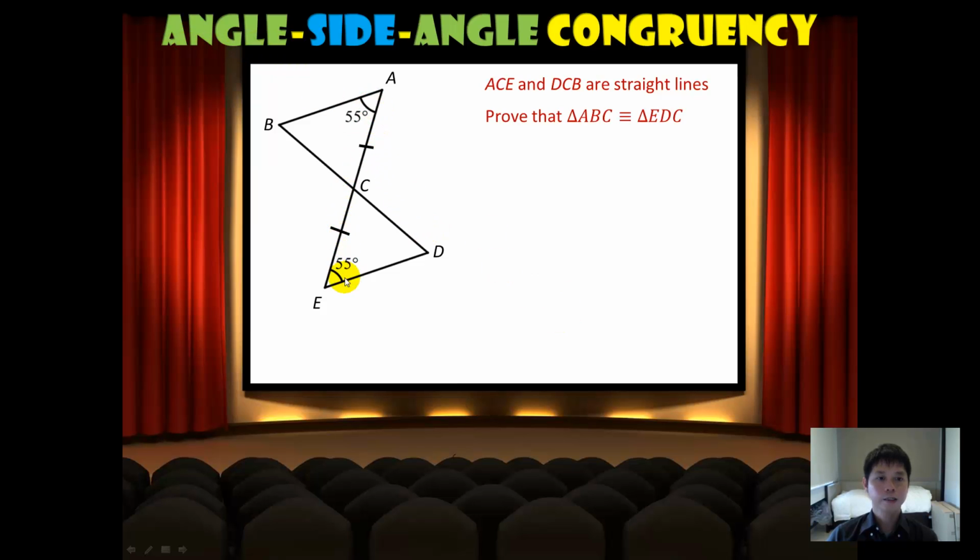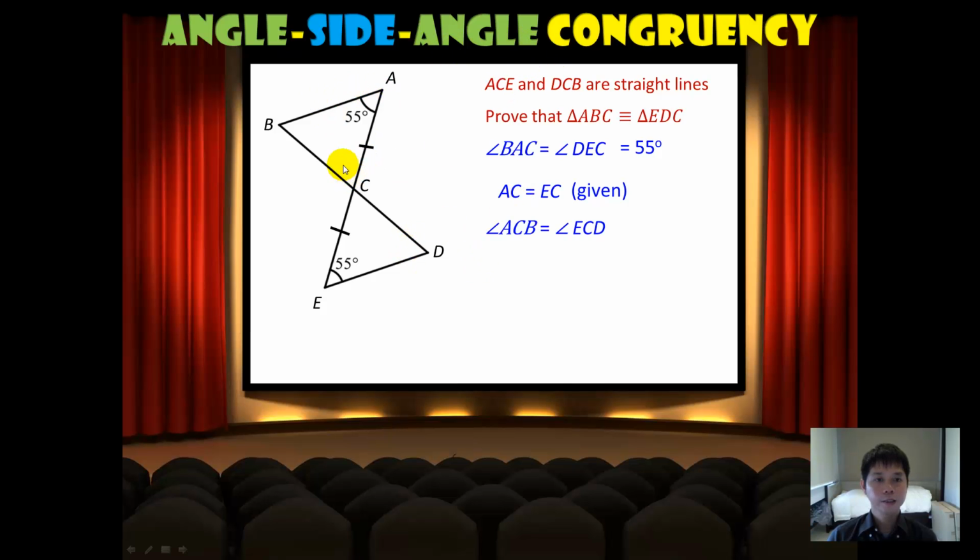Yes, this angle here and this angle here are equal because they are equal to 55 degrees. Next, let us find a corresponding side that is equal. Now, these two sides are equal because they are given. Lastly, can we find another corresponding pair of angles that are the same?